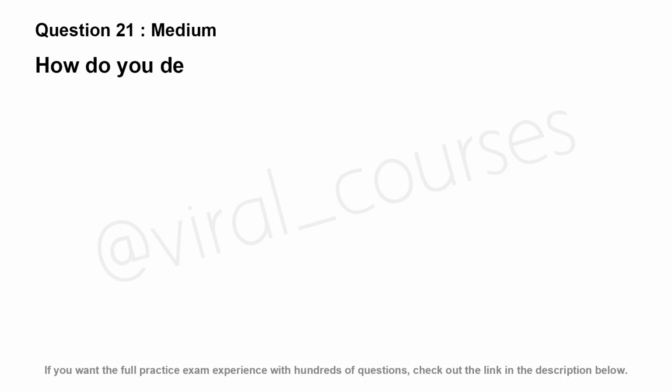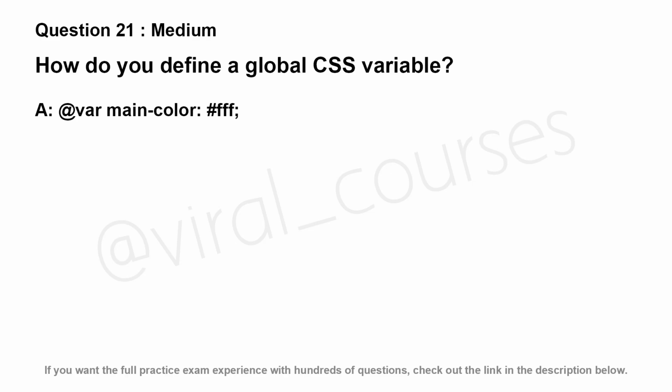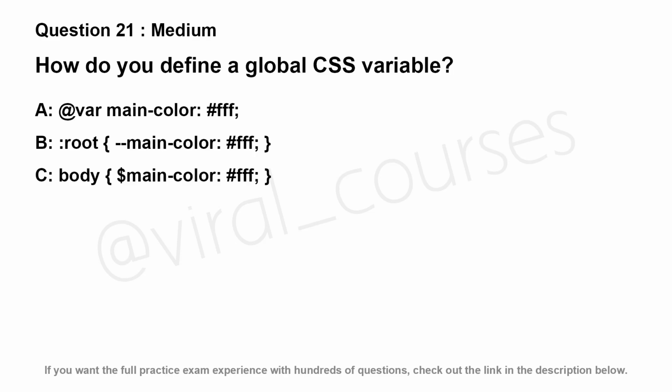How do you define a global CSS variable? Option A, @var main-color, #FFF. Option B, :root { --main-color: #FFF; }. Option C, body { $main-color: #FFF; }. Option D, var main-color, #FFF.